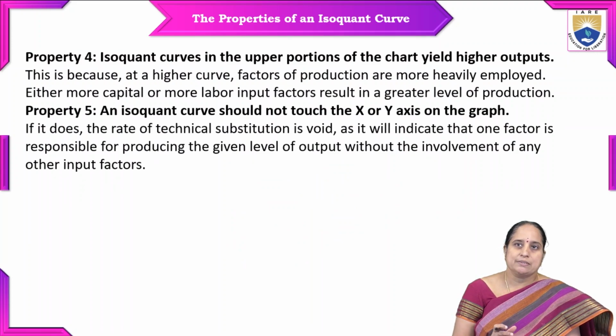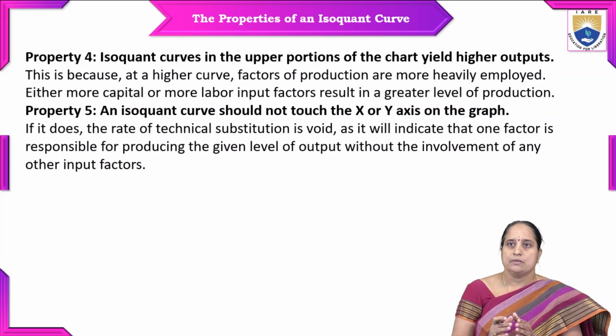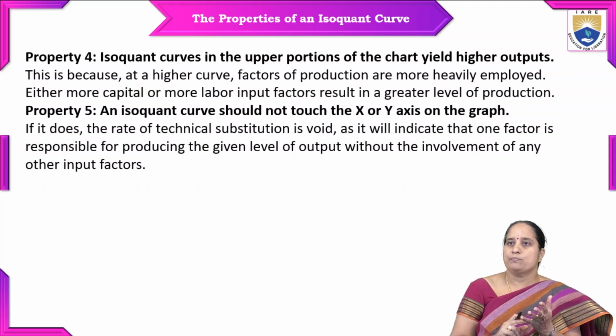And the fourth property is that isoquant curves in the upper portions of the chart yield higher outputs, and this is because at a higher curve, factors of production are more heavily employed. Either more capital or more labor input factors result in a greater level of production.